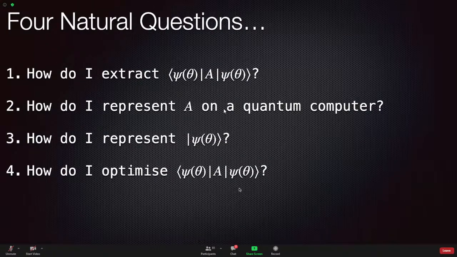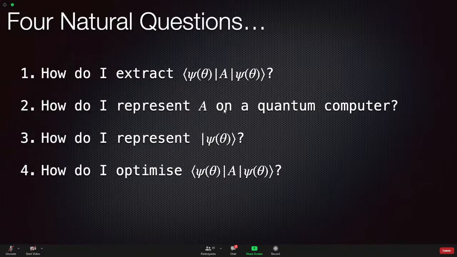Okay, so all 4 of these have answers. So let me just very quickly point out that today, for the rest of the 20 minutes or so that I have, I'll point out how to do Hadamard testing. And so Hadamard testing will basically answer the first question. The second question is answered by what is called linear combination of unitaries, Pauli words, and block encoding. So I will do linear combination of unitaries and Hadamard testing together, basically. And hopefully this will answer these 2 questions.